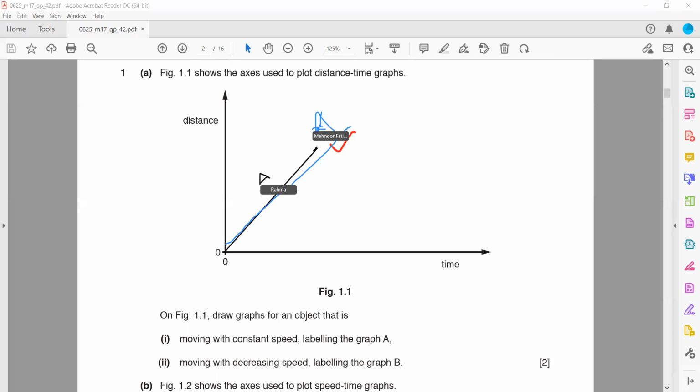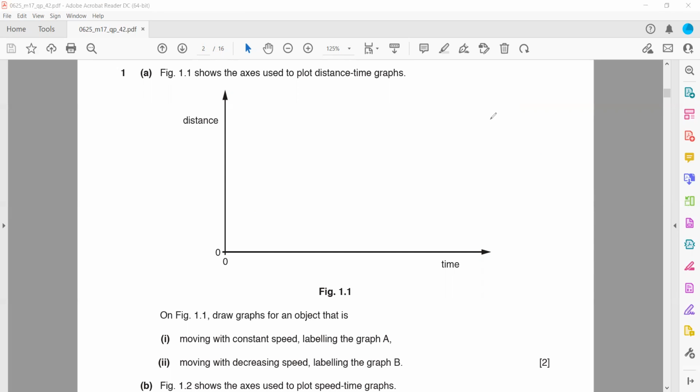And for the decreasing speed, if the object's speed is decreasing, the slope will also decrease. So that is B. On the same graph, we have to separately plot the two graphs. The first one is a straight line, that is A, and the second one, that is B, shows that the speed is decreasing.